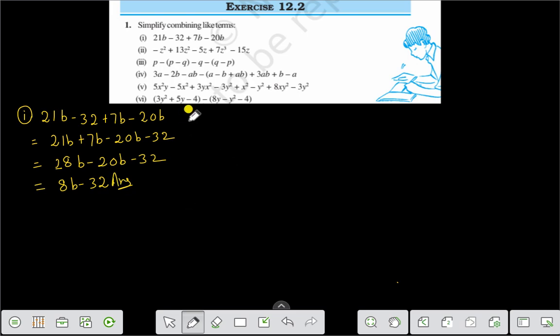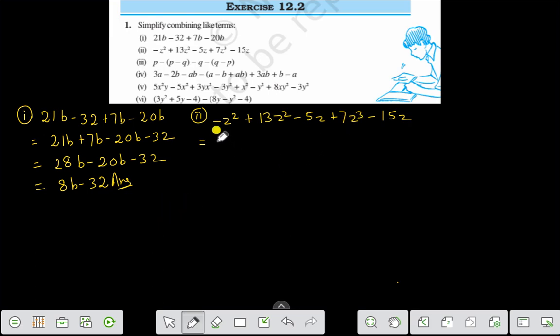Now question number 2. Question number 2 is minus z square plus 13z square minus 5z plus 7z cube minus 15z, right? Therefore, first of all, we have to rearrange all these terms.